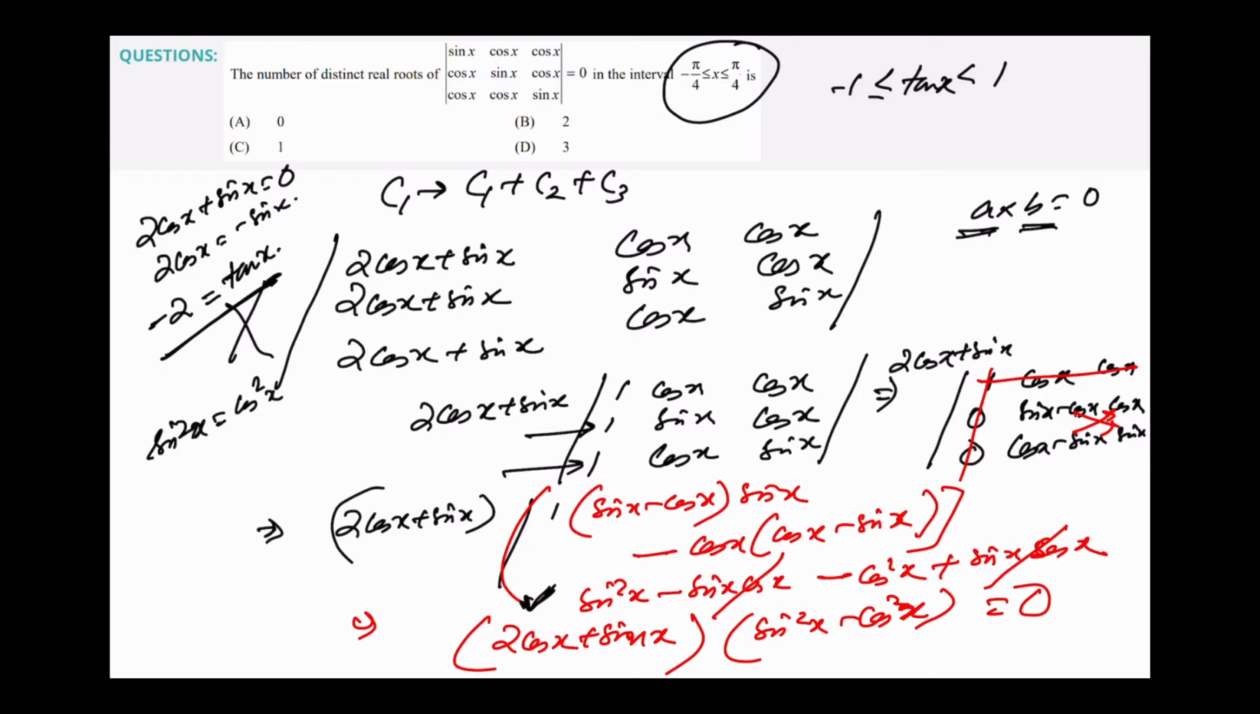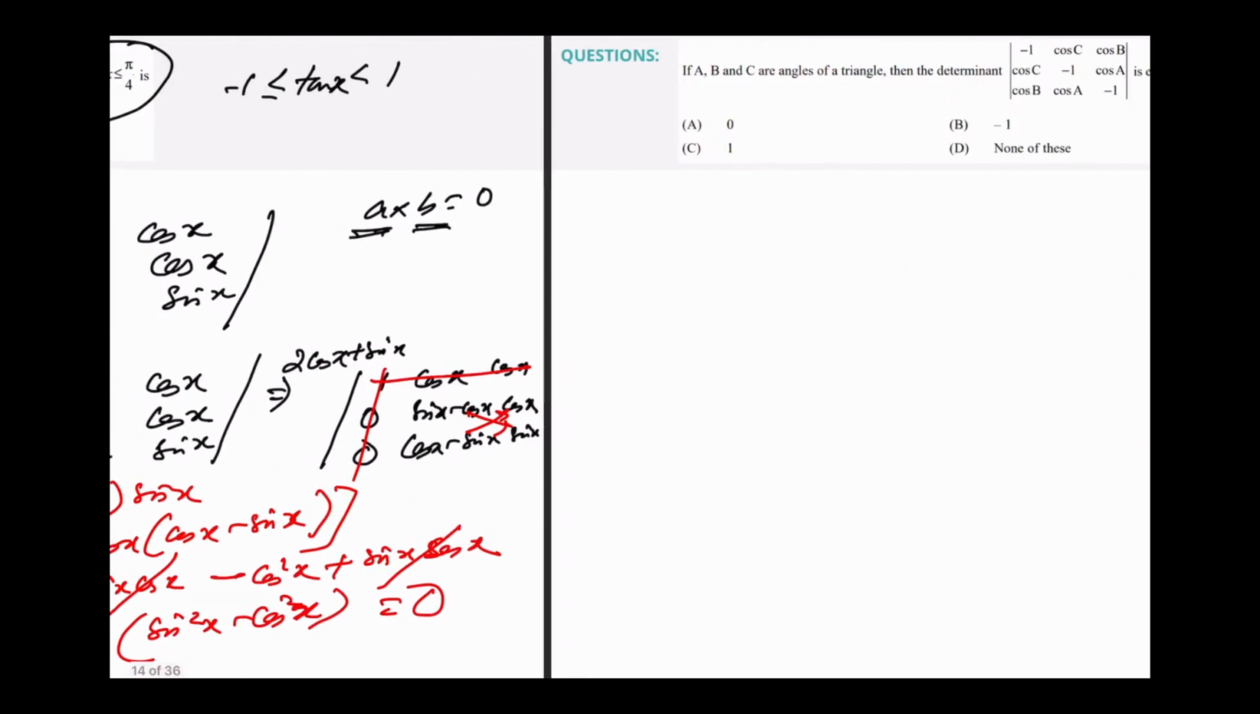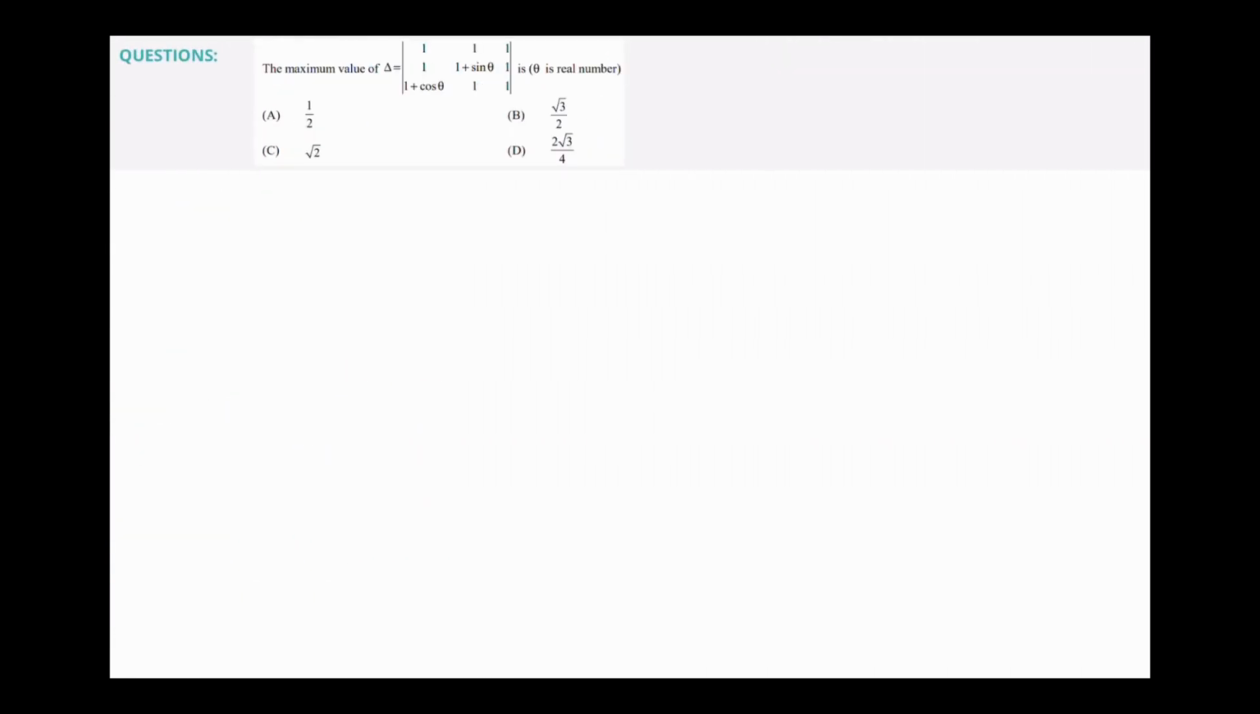Now we got sin square x is equal to cos square x. Correct. So sin square x is equal to cos square x. This can only happen if sin x is equal to cos x. So it can only happen when tan x equal to 1, and that means that x is equal to pi by 4. So it has only one root, and that is equal to pi by 4. So how many distinct real roots it has? Only one. Okay.